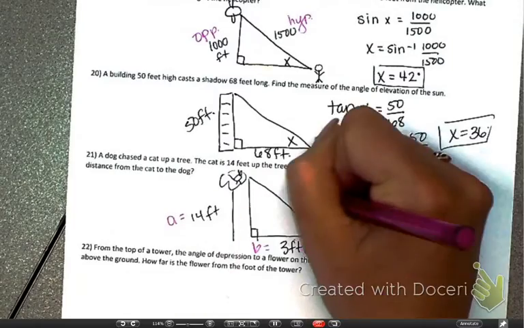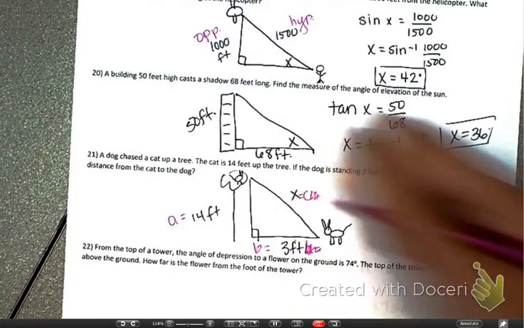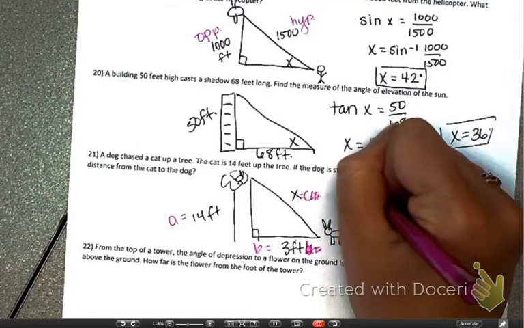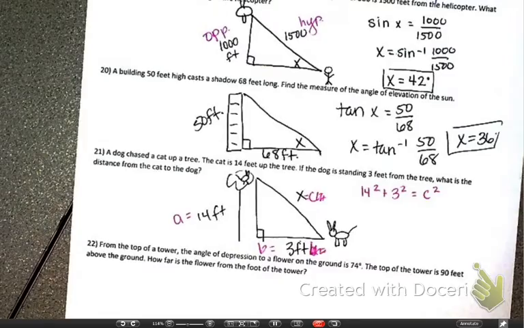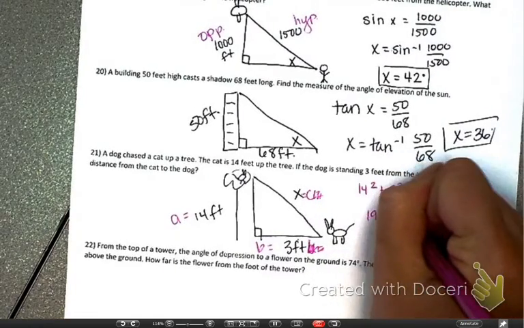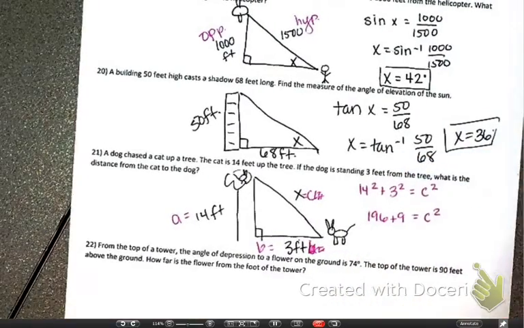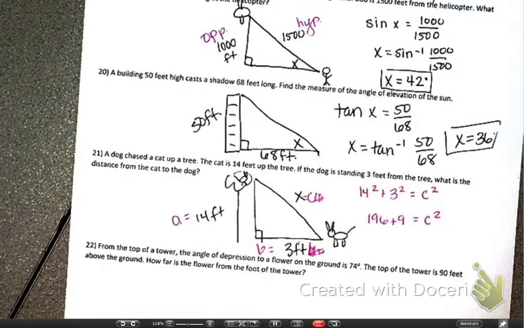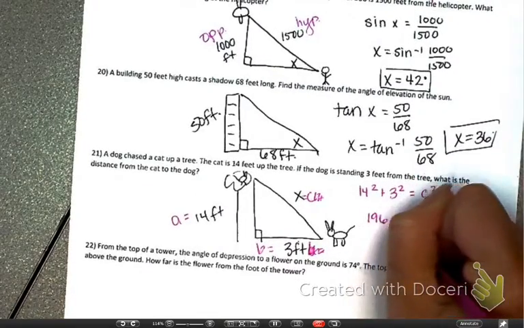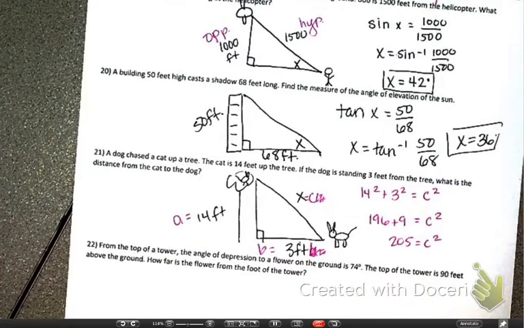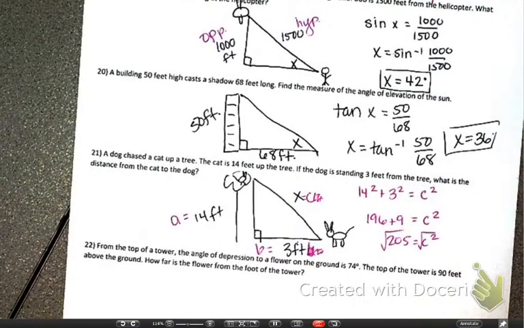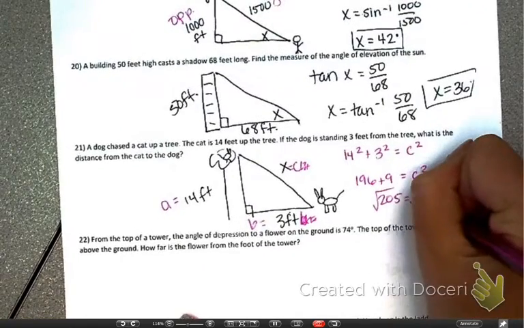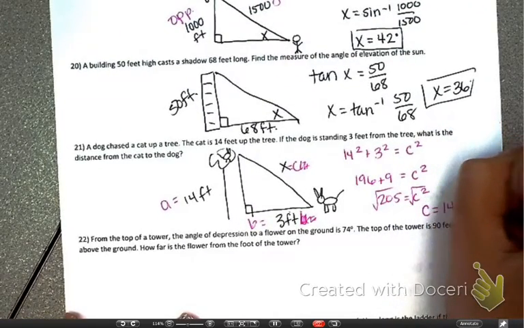Okay, so here's A, B, and C. So A squared plus B squared equals C squared. 14 squared is 196. Plus 9 equals C squared. So 205 equals C squared. And because it can be in decimals, that's fine. So I'm going to take the square root of both sides. Remember, we can only have positive values, so you should have C equals 14.3 feet.